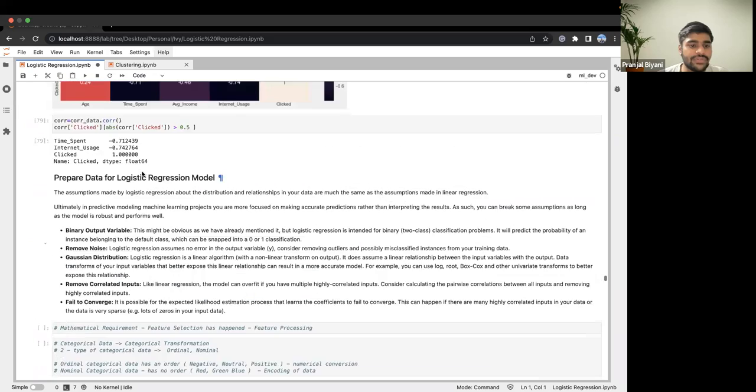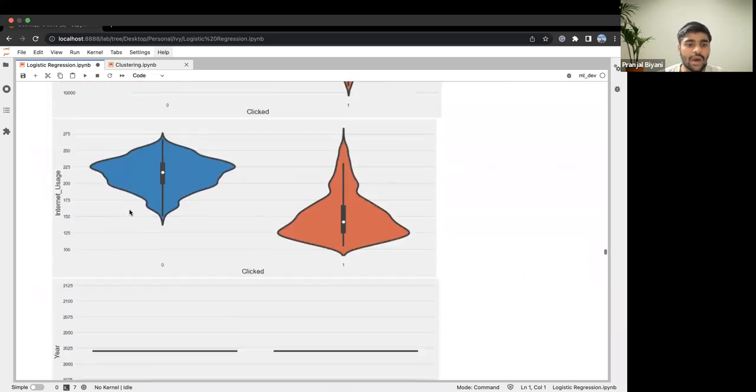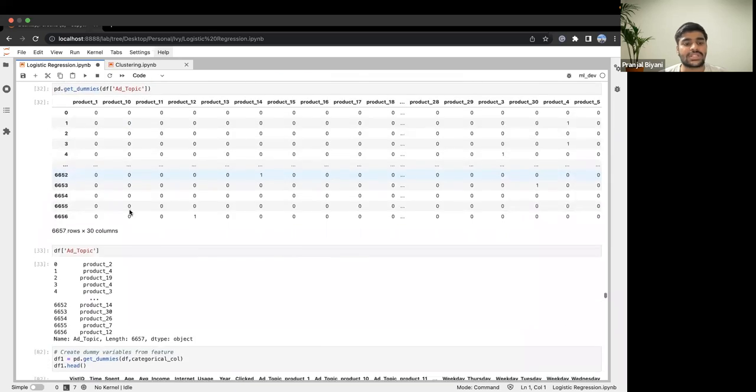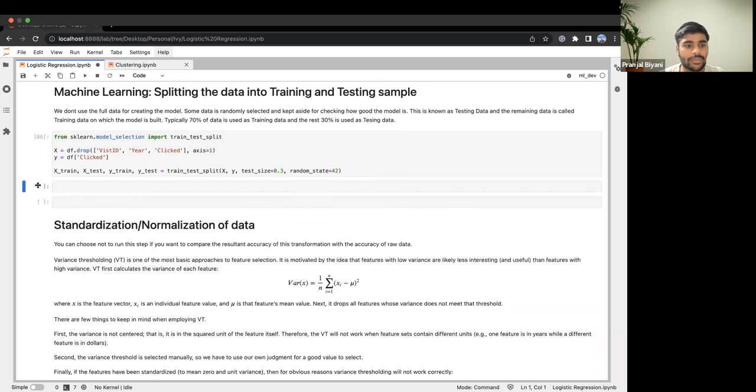So now we've done one kind of processing called the categorical transformation. Now we'll look at another type of processing called the standardization or normalization of data.